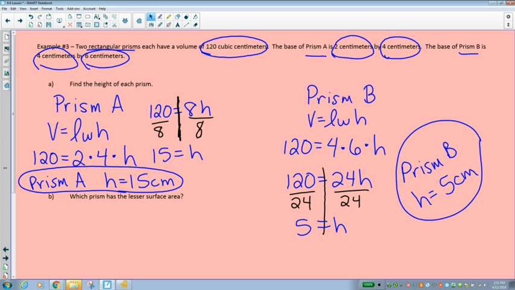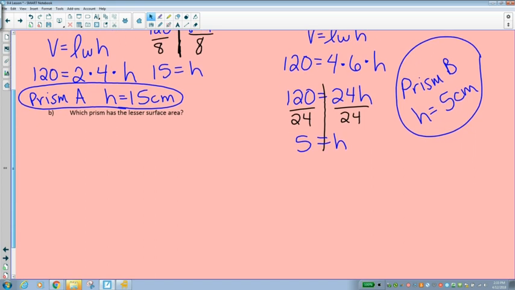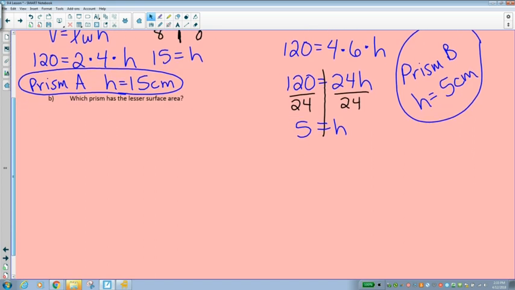Which prism has the lesser surface area? So in order to do that, I actually have to find the surface area of both prisms and then compare the numbers. And the one that has the lesser surface area is my answer. So again, I'm going to do the same thing. I have prism A and prism B. And my goal is to find surface area. So now I got to think back to what I did before.